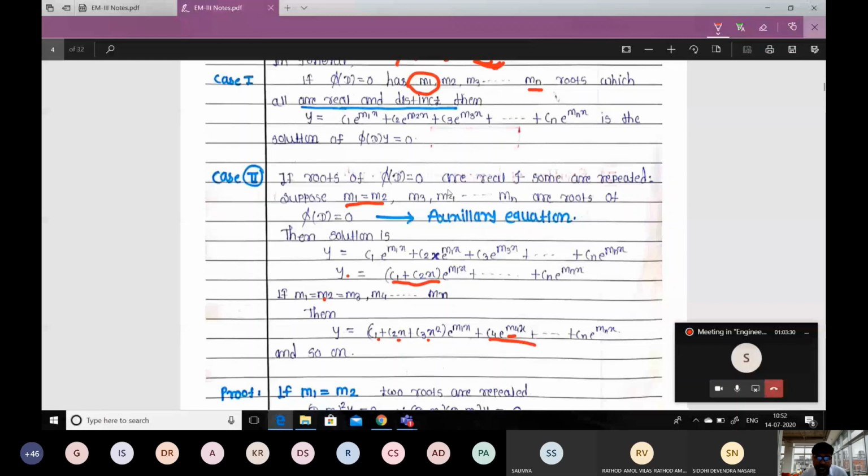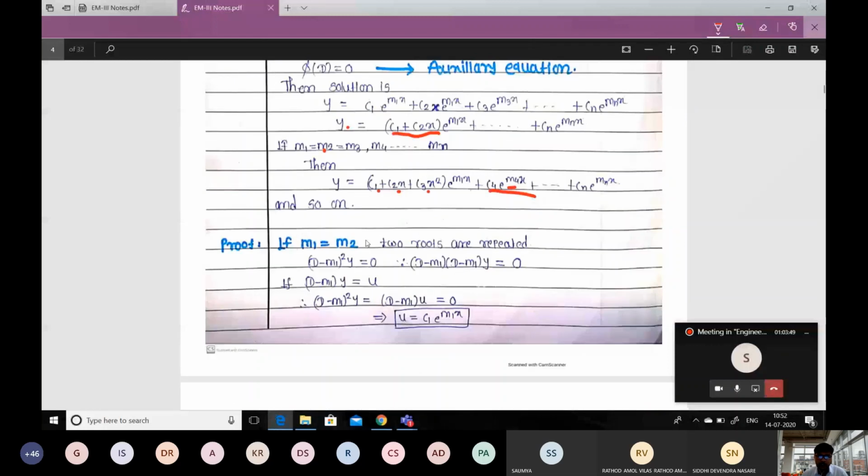Now, why do we need that x? You may have this question: why do we have to write the solution this way, c1 plus c2x? Let me give the proof. Consider case number 1. If two roots are repeated, m1 is equal to m2. These are the two roots and they are repeated.